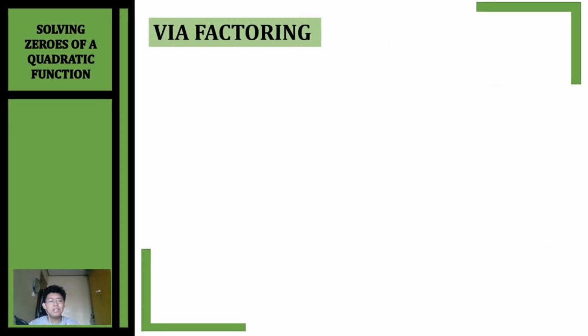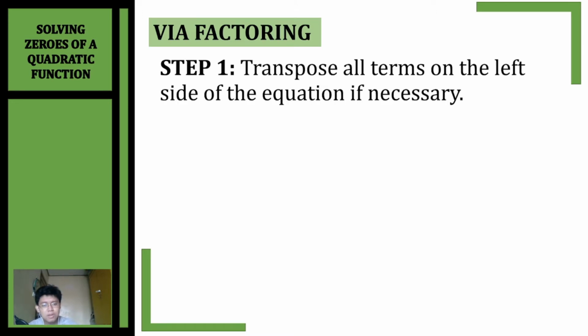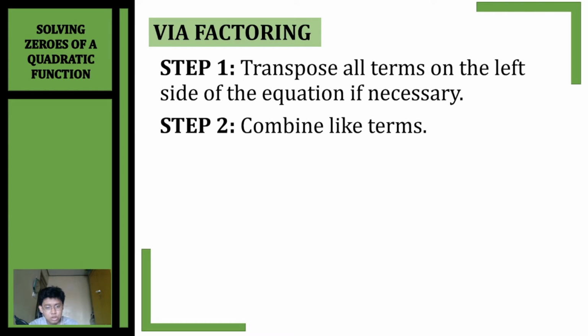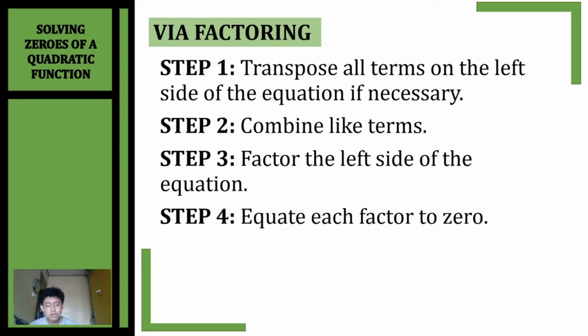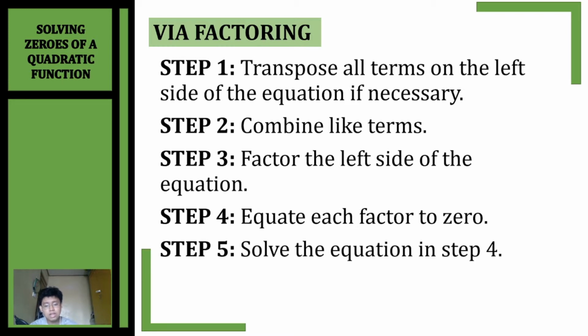Here are the steps in solving zeros of a quadratic function via factoring. First step is for us to transpose all terms on the left side of the equation if necessary. Then step 2 is to combine like terms. And step 3 is to factor the left side of the equation. And then equate each factor to 0. And last step will be to solve the values of x for each factor. Here are some examples in solving zeros of a quadratic function using factoring.